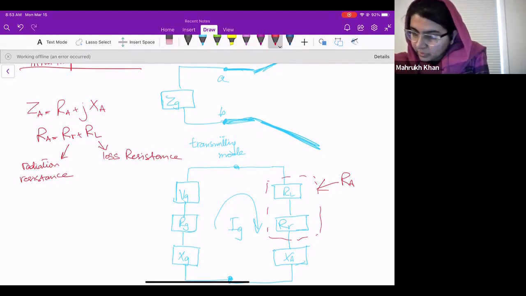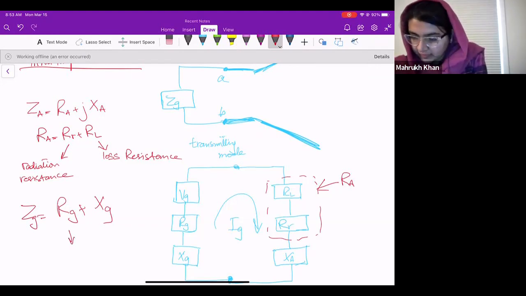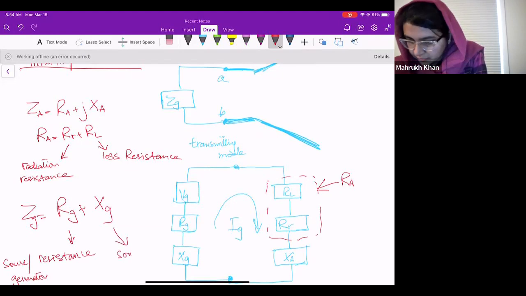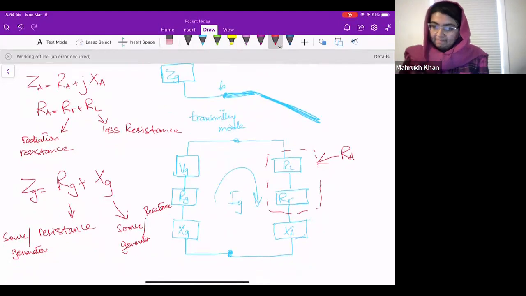Now your ZG is RG plus JXG, where these are the resistance of the generator or the source, you can say, source or generator resistance. This is source or generator reactance.